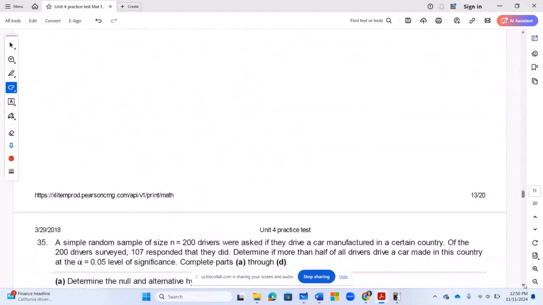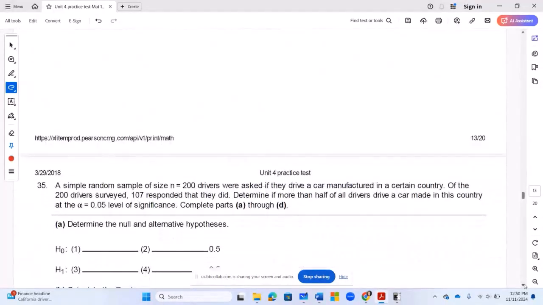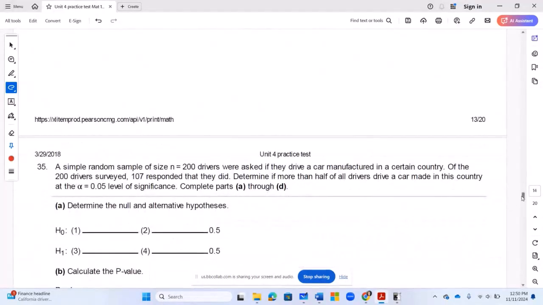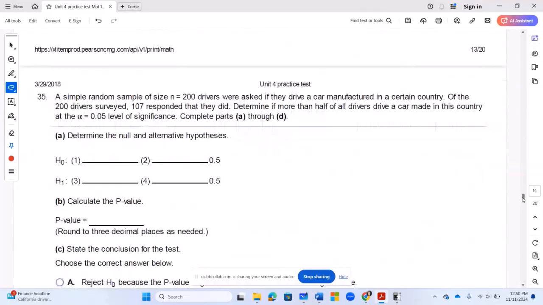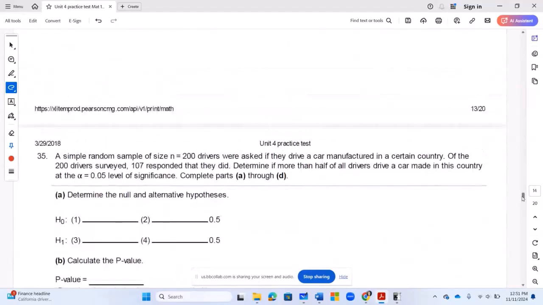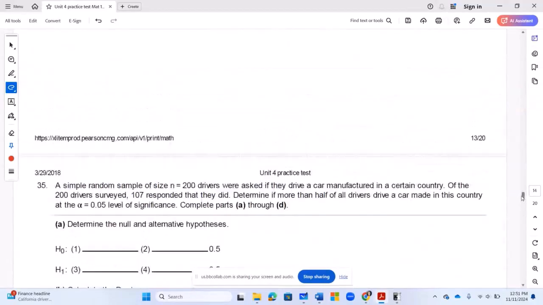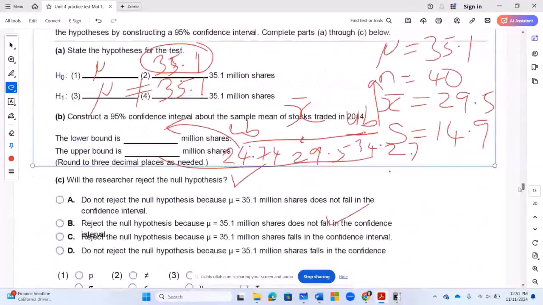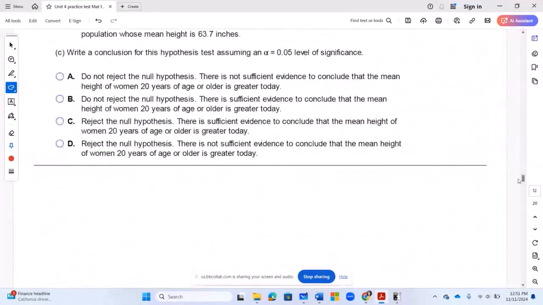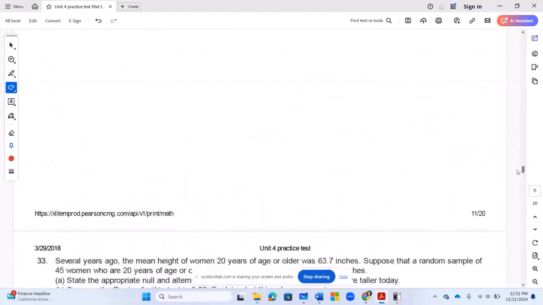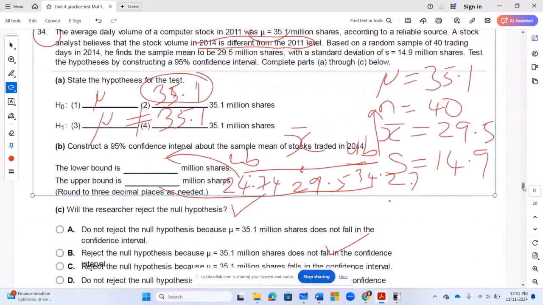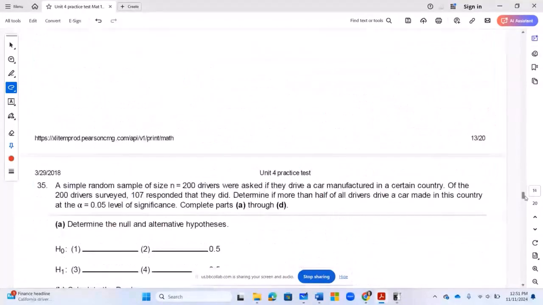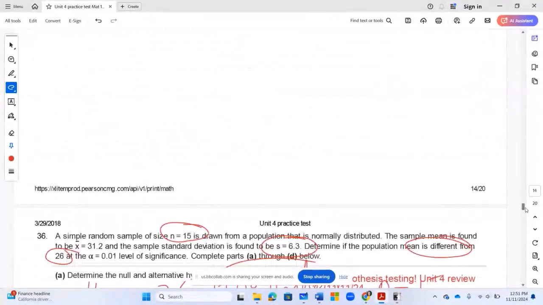So that's all for the question, but you can use a confidence interval to do hypothesis testing whenever it's a two-tailed test. That is what we just did. And also we can use a confidence interval to do hypothesis testing on number 36. So let's go to number 36 again.